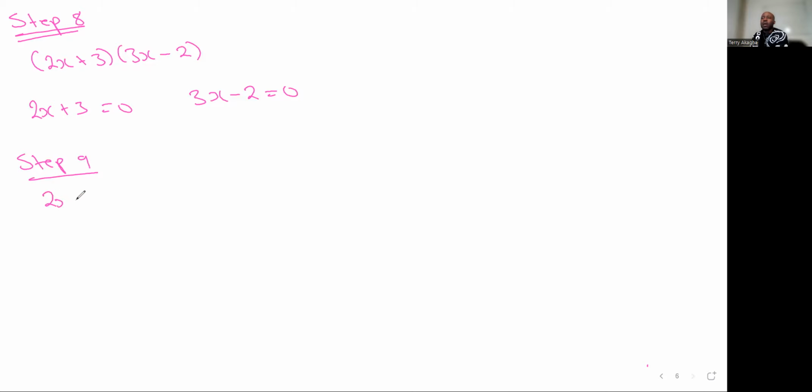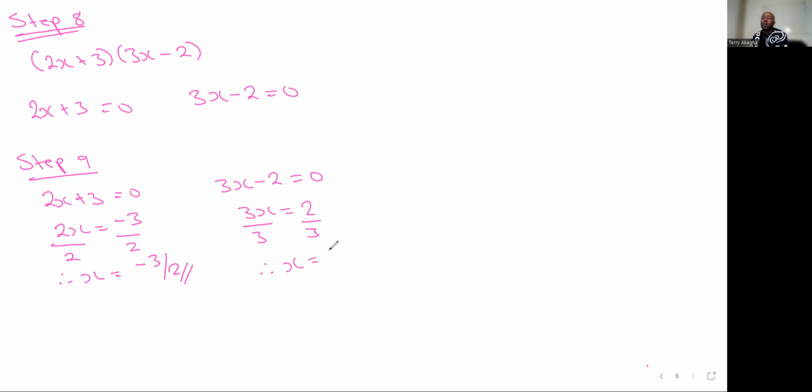So we have 2x plus 3 equal to 0. We take 3 to the other side, so it's going to give us 2x is equal to minus 3, and divide both sides by 2. So therefore, x is going to be minus 3 over 2. All right? We do the same thing here. We have 3x minus 2 is equal to 0. We take minus 2 to the other side, so it's going to be 3x is equal to 2. Divide both sides by 3. So therefore, x is going to be 2 over 3. So x is going to be minus 3 over 2 or 2 over 3. And that will be the answer for that.